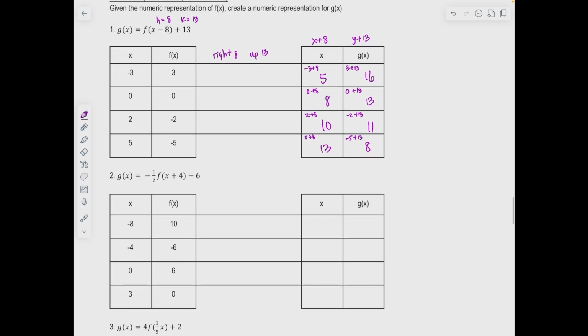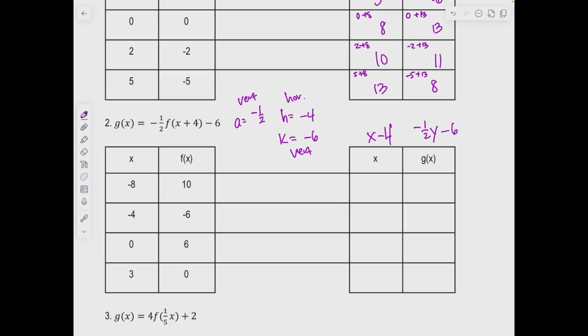Okay, for number 2, my A value is negative 1/2, my H value is negative 4, my K value is negative 6. So this is vertical, this is horizontal, this is vertical. So for the horizontal, if I want to go left 4 units, it's just x minus 4. That accounts for that. The dilation will multiply, the shift will just add or subtract. So it's going to look something like that.